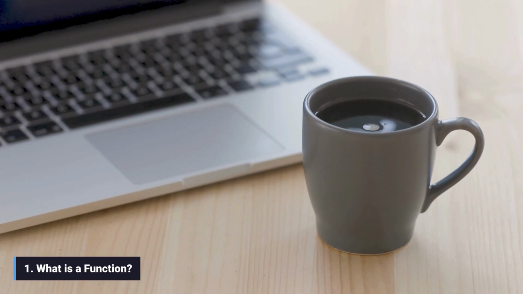1. What is a function? Simply put, a function is a named, organized block of code designed to perform a specific task. Think of it as a small, specialized machine. You give it input, it does its job, and sometimes it gives back a result.